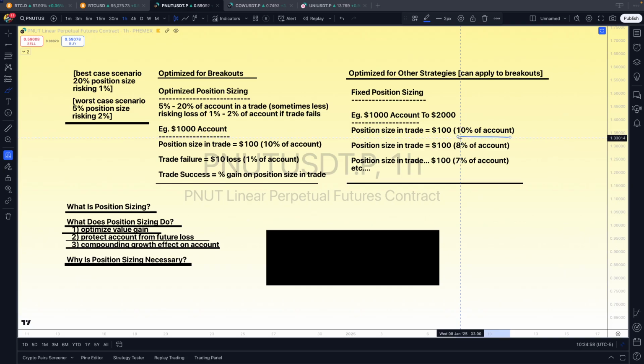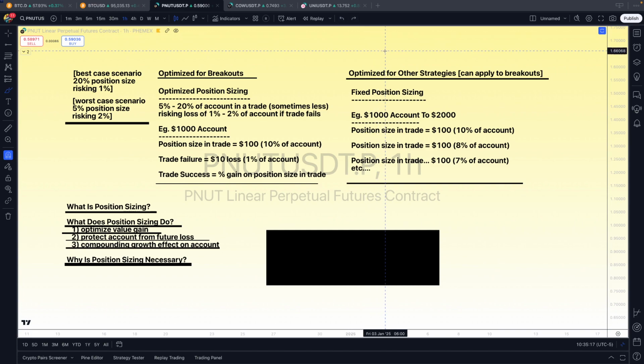Maybe it's a 5% position size you can get in there. Maybe it's 7%. But the point is, it should not be 1 to 2% of your account in a trade. It should be 1 to 2% of your account risked in the trade. That's very different. Again, I'm going to go over it again.